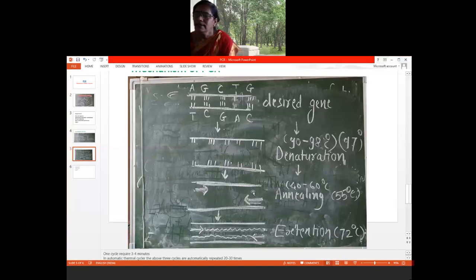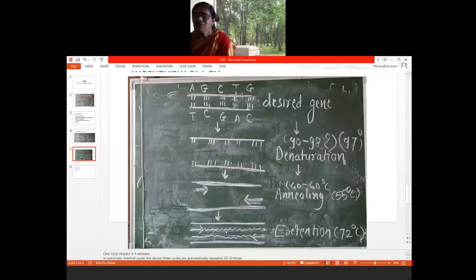Then the second step is annealing. You know that the forward RNA primer and the backward RNA primer are collected here, and the joining of the forward and the backward RNA primers on a single stranded DNA is called annealing. This step takes place at 55 degrees Celsius. In the new syllabus, it is given as 40 to 60 degrees Celsius. So the joining of the RNA primer on a single stranded DNA is called annealing.